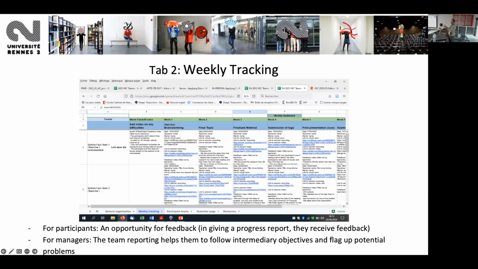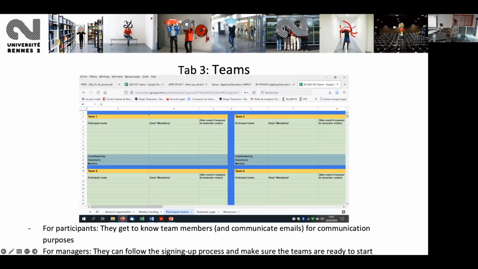So again, in terms of sharing knowledge as part of a community of practice, this is very valuable, and very valuable for future editions of the competition. You can look back at this and think, well, quite a few people have flagged this as a problem, so we need to change that for the next year. So the weekly tracking tab is very valuable.